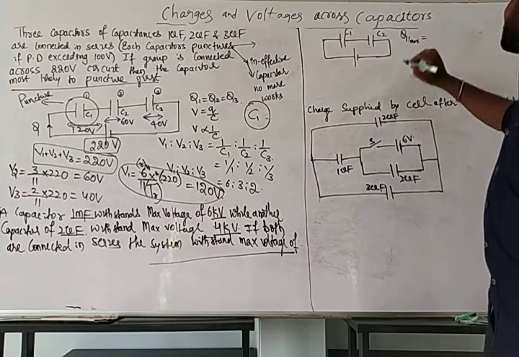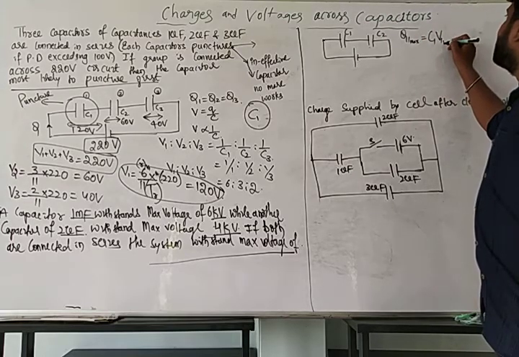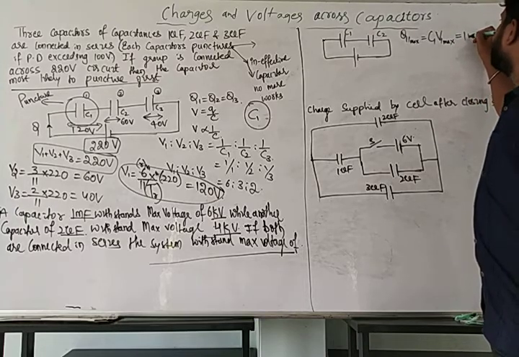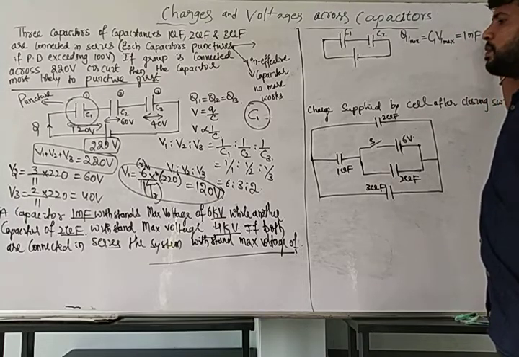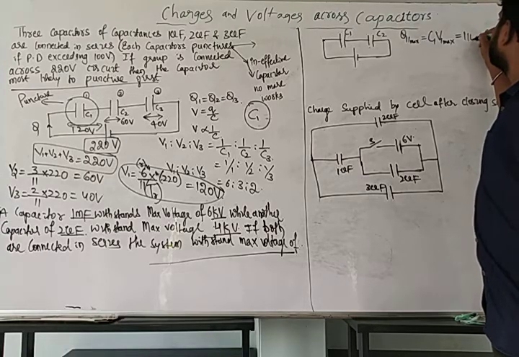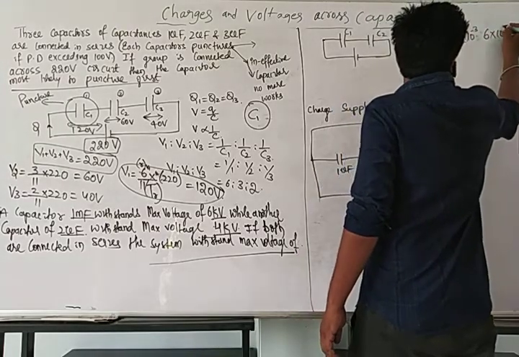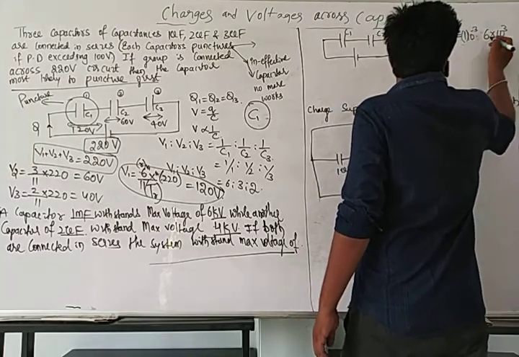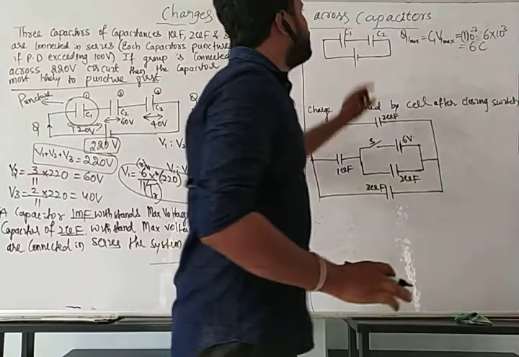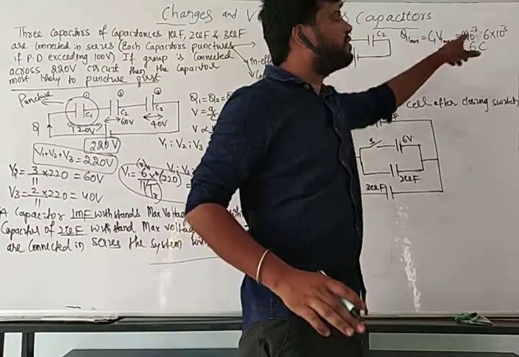Okay. Q1 max equals to how much? C into V. C1 into V1 maximum. How much is it? C1 equals 1 millifarad into 6 kilovolt. Milli means 10 to the power of minus 3, kilo means 10 to the power of plus 3. How much will you get? That value is equal to 6 coulomb. It means Q1 can withstand a maximum charge of 6 coulomb.